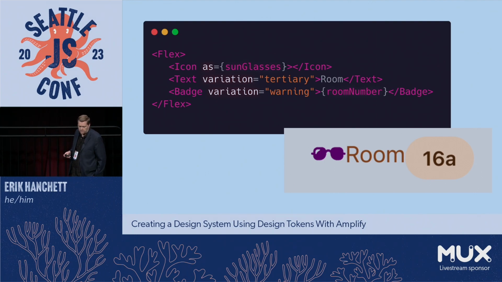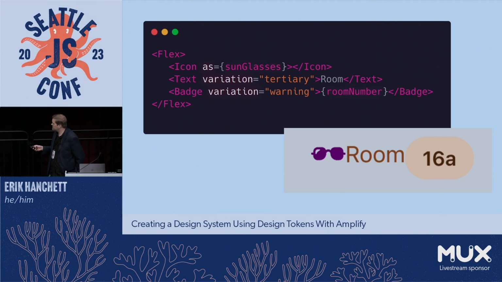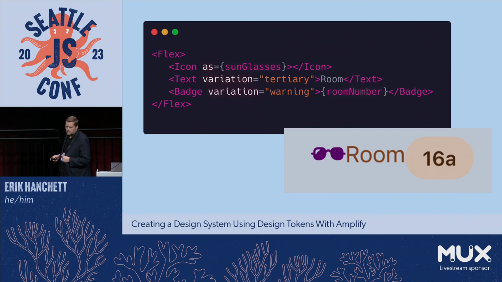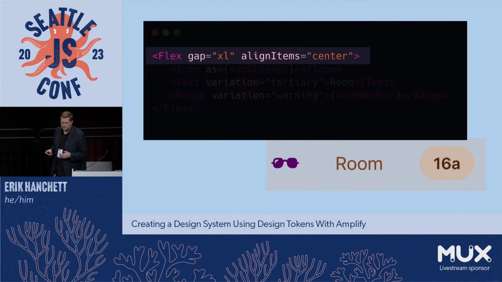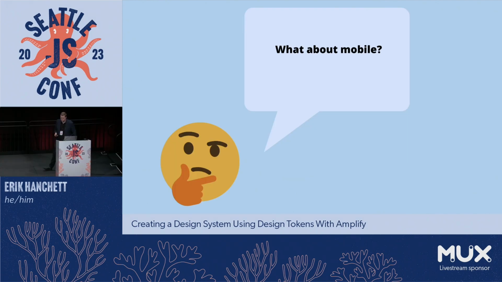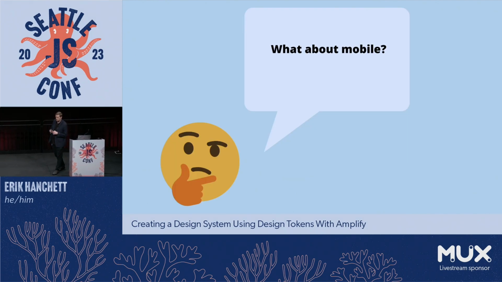Here's another example of using our component framework. So we have flex, and you can see here it's not really aligned correctly. So this is the same thing if you add a flex component here, is just doing display flex, by default flex direction row. So it's not really aligned correctly. What we could do is we can add in a gap XL and a line item center, and now we have nice aligned room number there. So what about mobile? So responsive design.